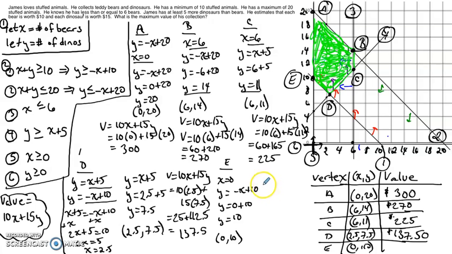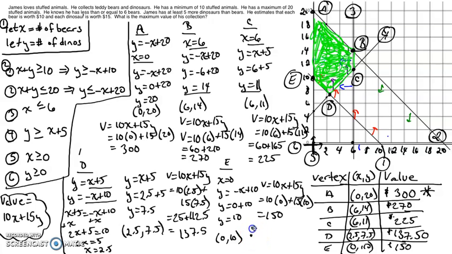And then our last point, value equals 10x plus 15y. So the value equals 10 times 0 plus 15 times 10. 10 times 0 is 0. 15 times 10 is 150. So the collection would be worth $150 at vertex E. So what we see then is the maximum value of his collection happens at vertex A with 0 bears, 20 dinosaurs, and the maximum value is 300.